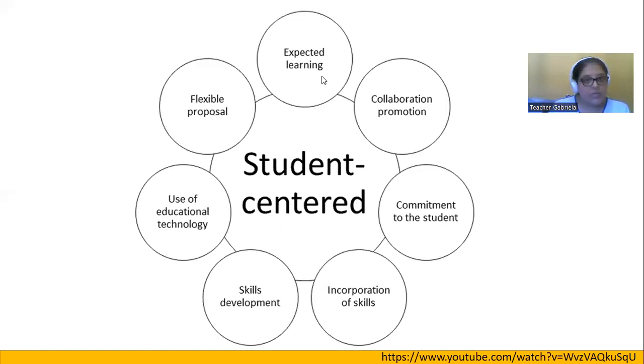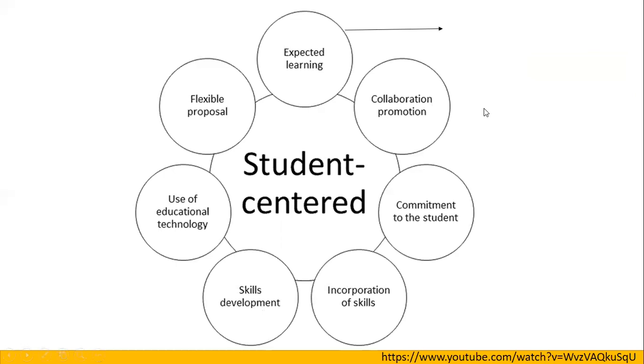Okay, so thank you so much, guys. So, student-centered is based on expected learning, collaboration promotion, commitment to students, incorporation of skills, skills development, use of educational technology, flexible proposal, and I'm going to explain every single one of them. Let's start with the first one. Expected learning. What is expected learning based on a student-centered teacher? Expected learning is this: analytical thinkers and responsible individuals.